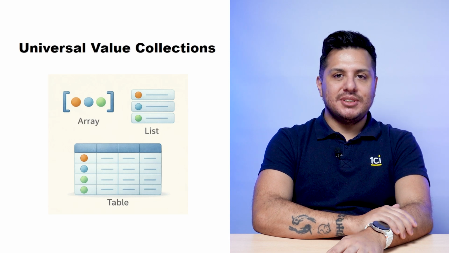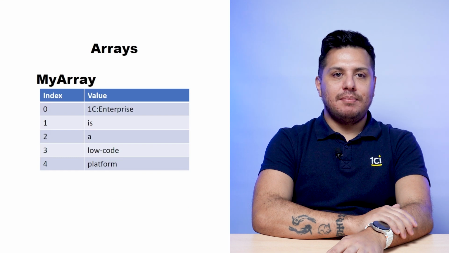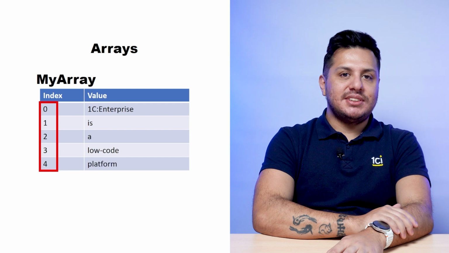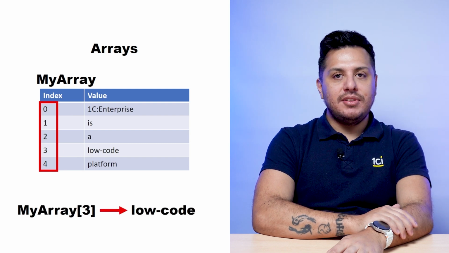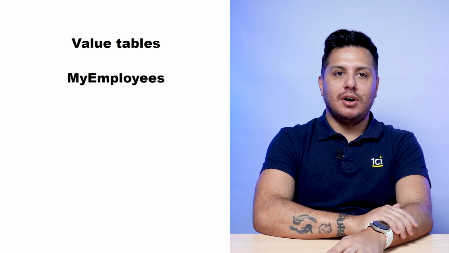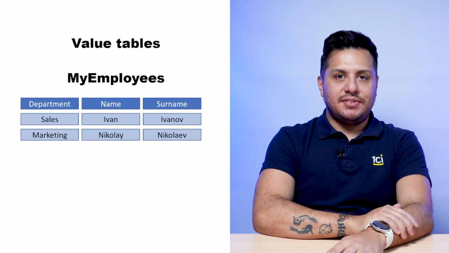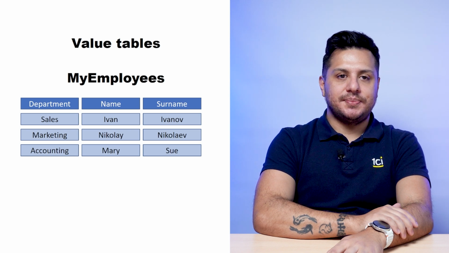Let's take a look at the most commonly used. An array is an index collection of values. Each position has its unique index, and you can address the element in it by using the position index. A value table is similar to a table with columns and rows. It's one of the most powerful collections and is frequently used for reports, calculations, and data transformation.